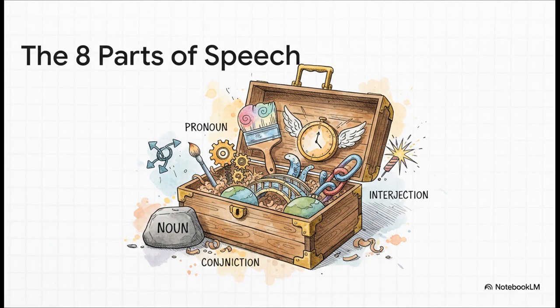So what are these magic 8? They're called the parts of speech. And this right here, this is our entire toolkit. We're about to open up this toolbox and look at each tool, one by one, to see exactly how they work together to build, well, literally everything.